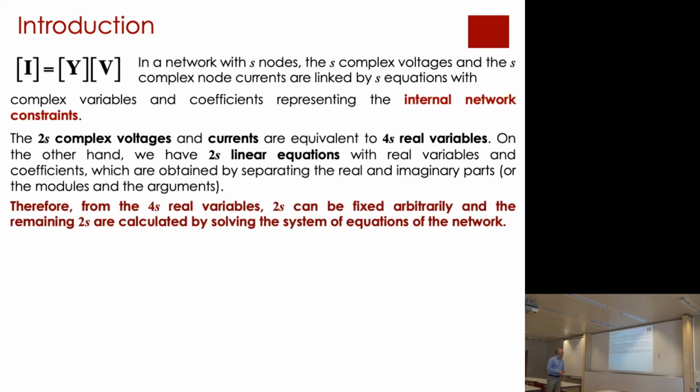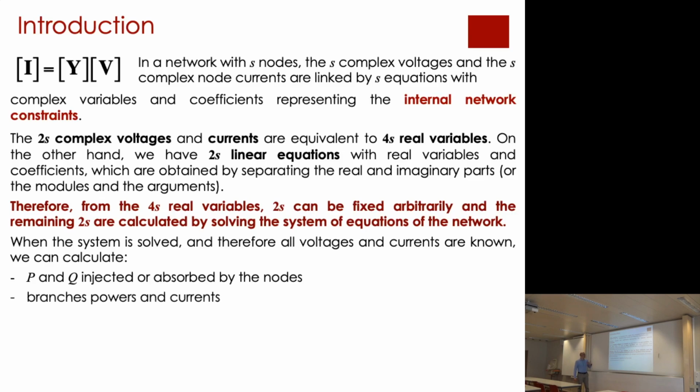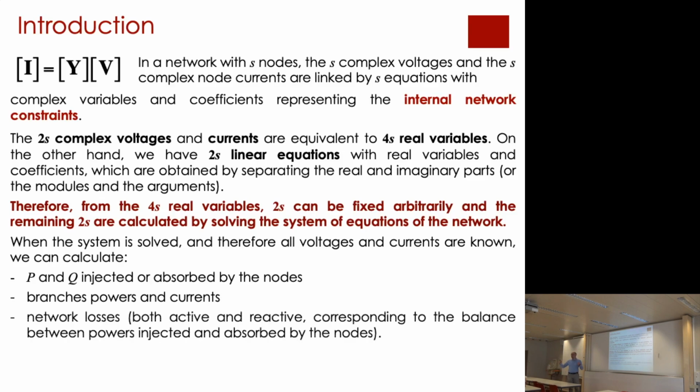Now, from the 4S real variables, 2S can be fixed arbitrarily, let's say depending on the operational needs of the system, and the remaining 2S can be computed using, for instance, this set of equations. But we will see that we're not using the admittance matrix formulation directly. So when we solve the system by fixing 2S variables, we can compute everything. We can compute active and reactive power injections. Again, if you're using the admittance matrix, we can compute the branch powers and branch currents, namely the currents or the powers flowing through the lines at the two terminals of the lines, that are not necessarily equal.